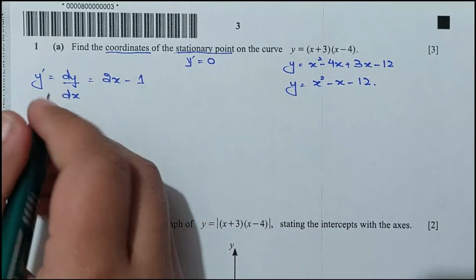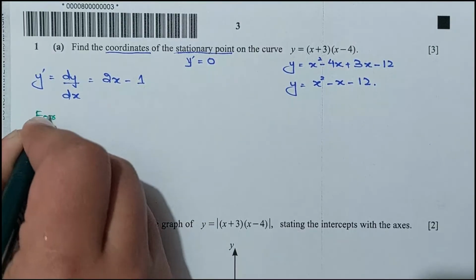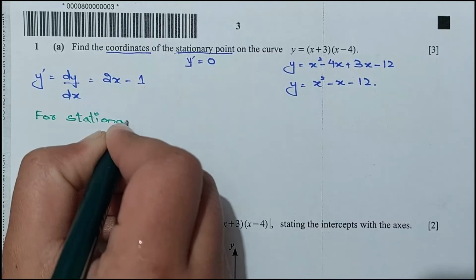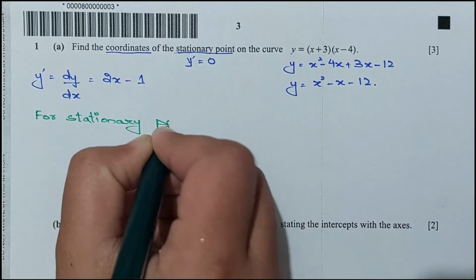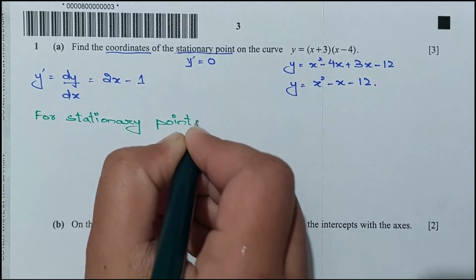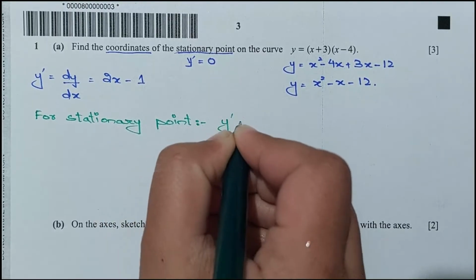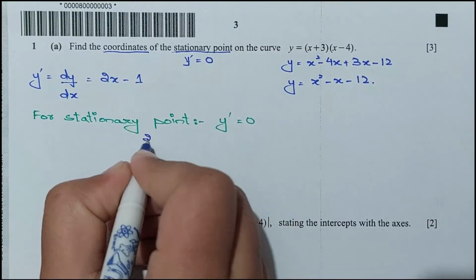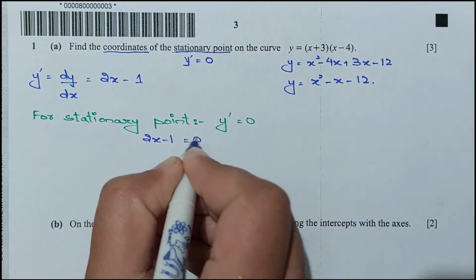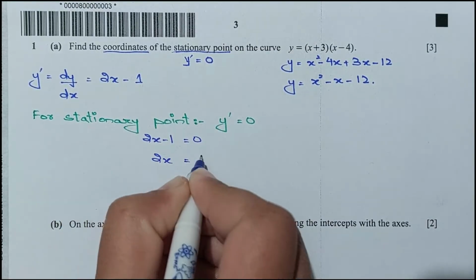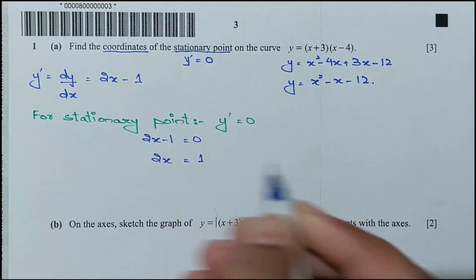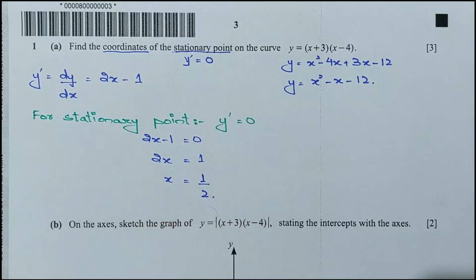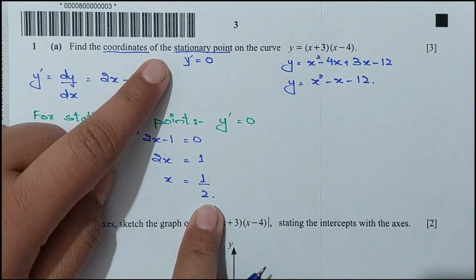Alright, now for stationary points, we have to put the first derivative y prime equal to 0. So we have 2x minus 1 equals 0, 2x equals 1, shifting the 1 to the other side becomes plus 1, and x would be equal to 1 by 2. Now we have the x coordinate of the stationary point.